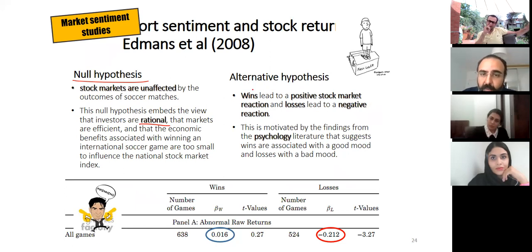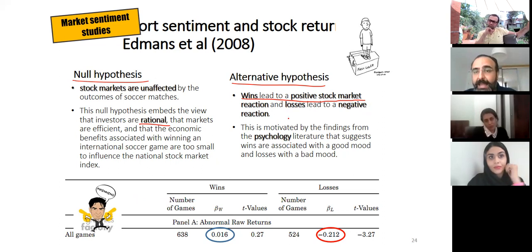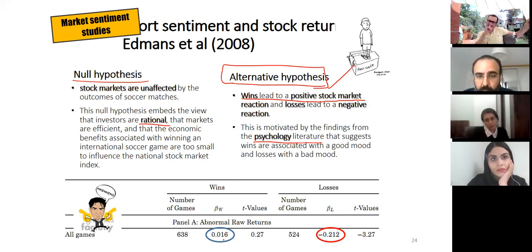Whereas the alternative hypothesis is that wins lead to a positive stock market reaction and losses lead to a negative reaction. Why? Because we are motivated by our psychology, and we have different moods and different ways of expressing them, and one expression is in the market, and we can see that we are not that rational. So the alternative hypothesis is being proved, with wins and losses having a higher impact. So are we rational?